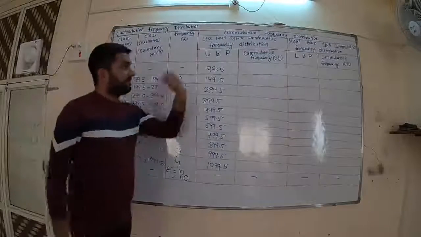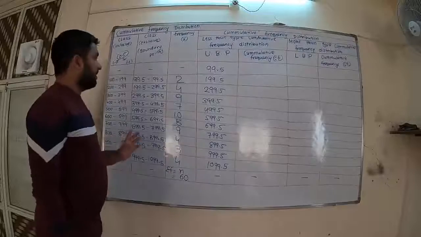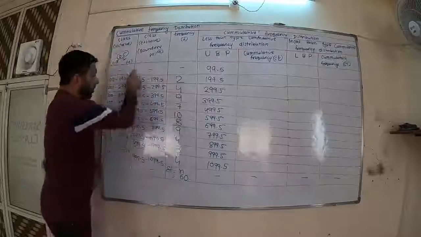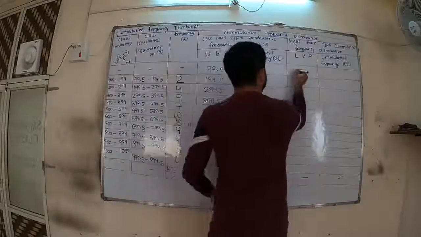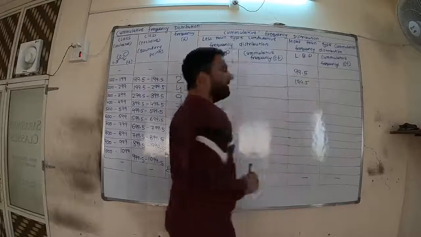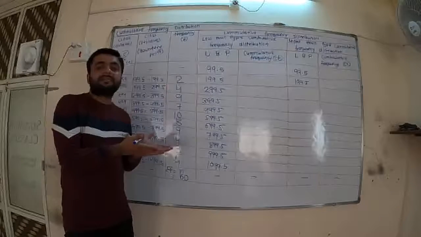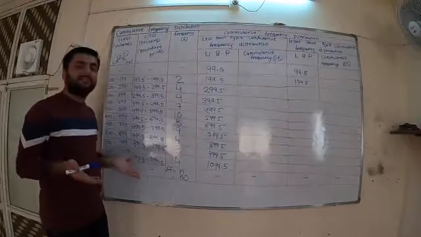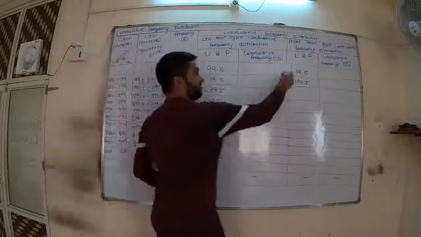Now, for the more than type also, all the lowers and last upper. For less than type, first lower and all the uppers, and for more than type, all the lowers and last upper. This is just a formality: the values are always the same, because both are the same. See, both these values are same.